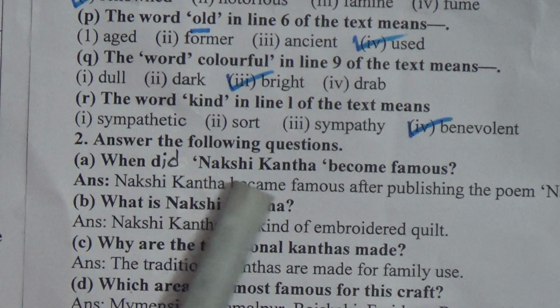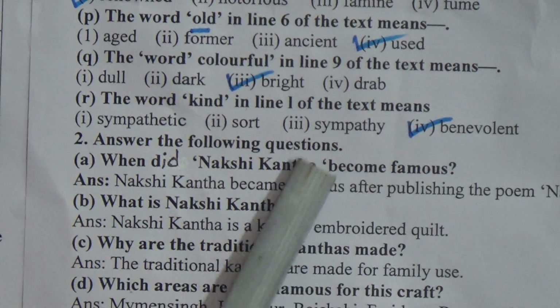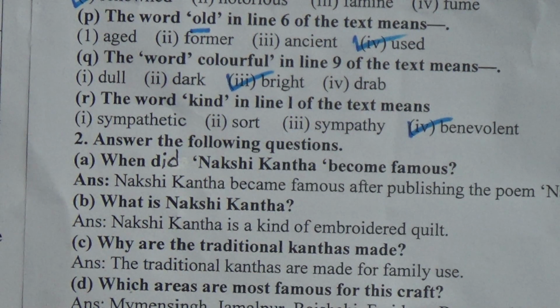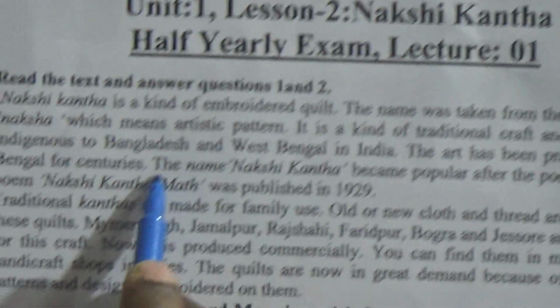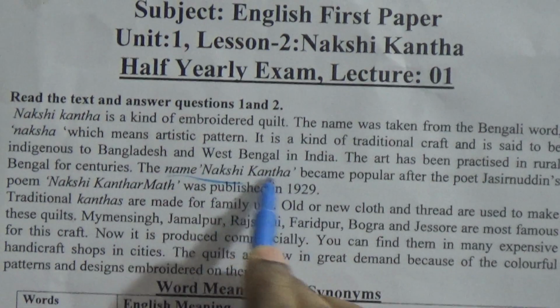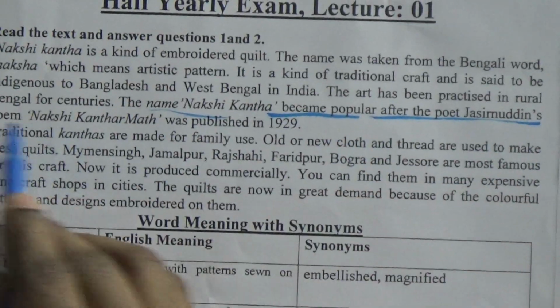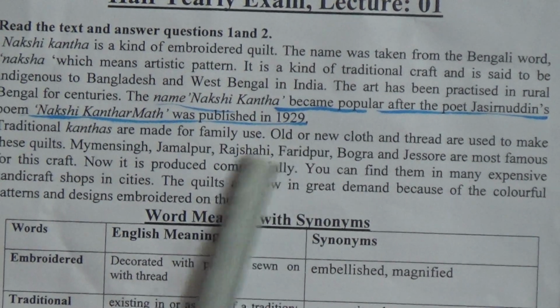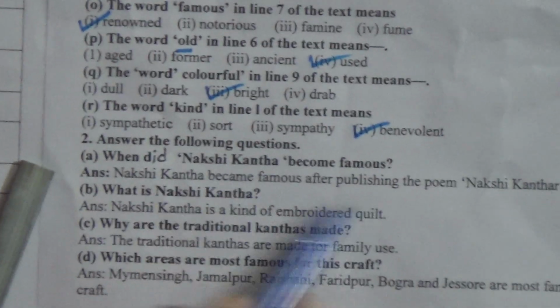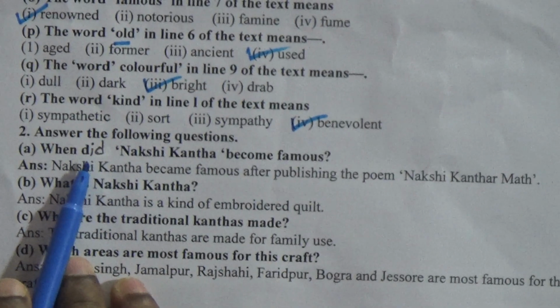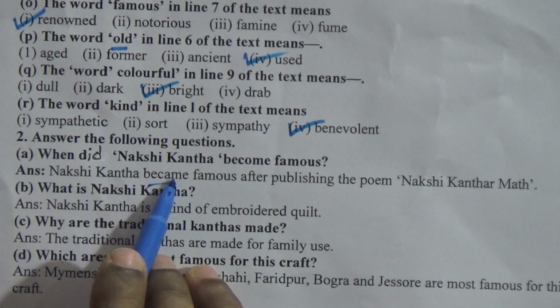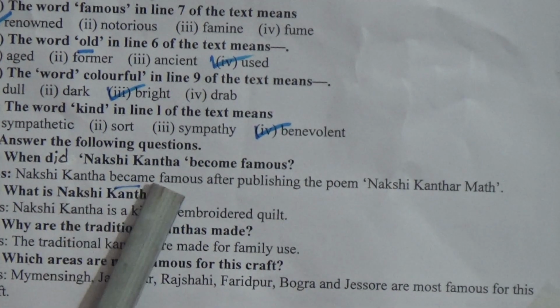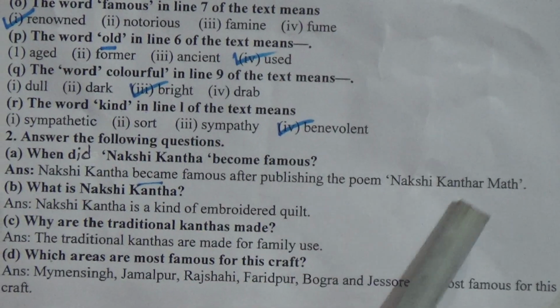Number A, when did Nakshikantha become famous? So I have to move. Can I move here this line? So you can see the name Nakshikantha became popular after the poet Joshimuddin's poem Nakshikantha was published in 1929. So come here. So we have to take the subject first, Nakshikantha. As did is given there, verb will be passed form. Okay. So Nakshikantha became famous after publishing the poem Nakshikantha.